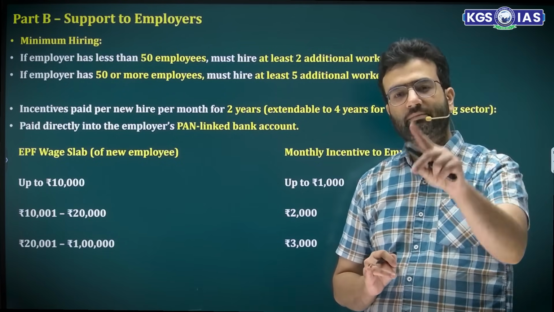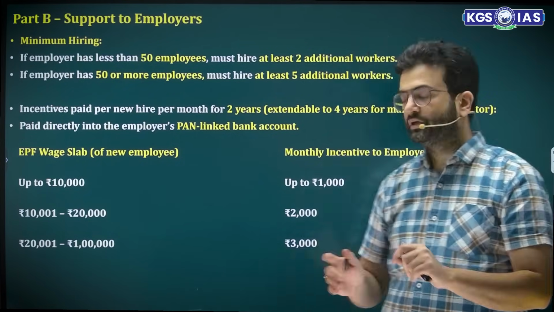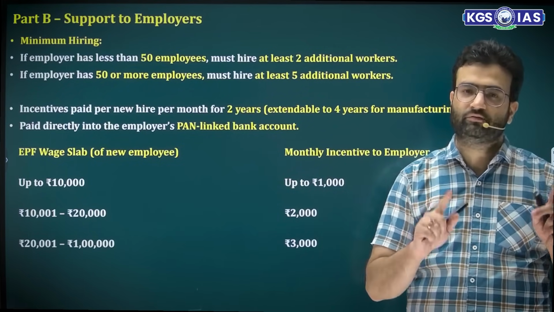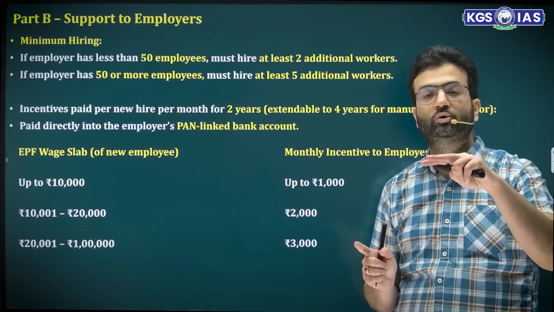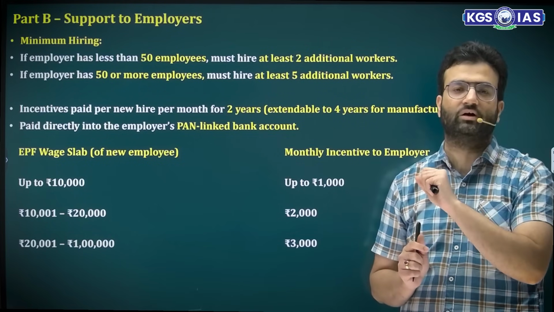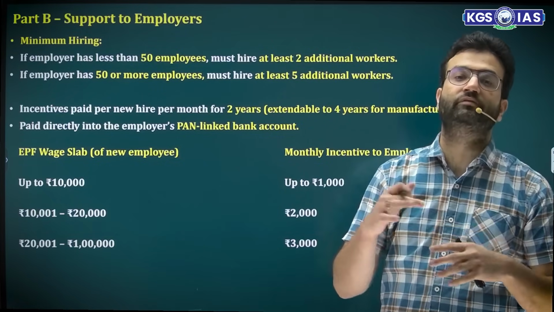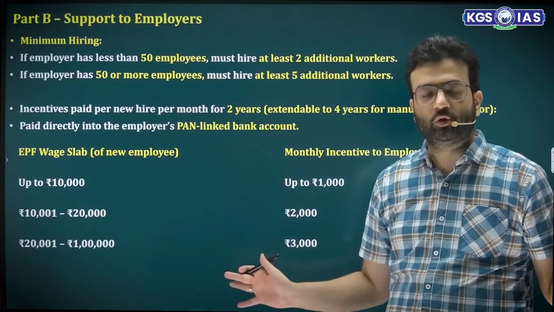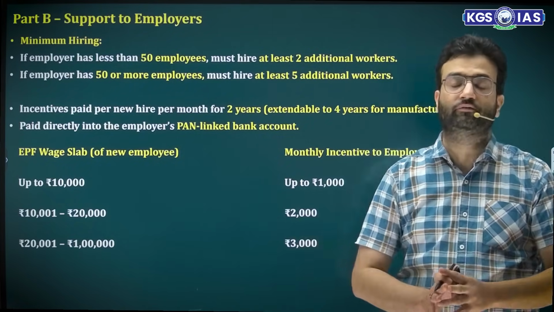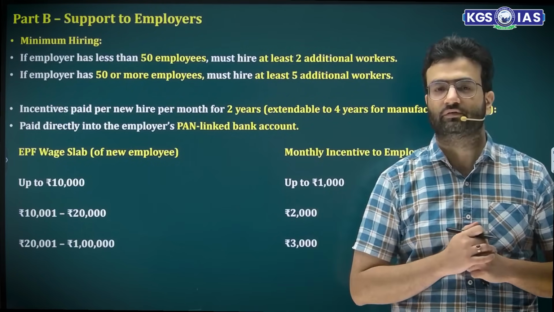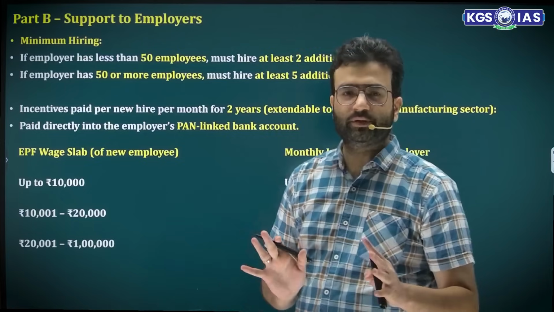That means I hired 10 employees, so I am getting 3,000 rupees per employee, which is 30,000 rupees per month for those 10 employees for the next 2 years. That means 7,20,000 I'll get for the next 2 years. And maybe government extends it for another 2 years. So in total, if it is extended for 4 years, I will get 14,40,000 incentive from the government. Okay, so I hope it is clear to you all.